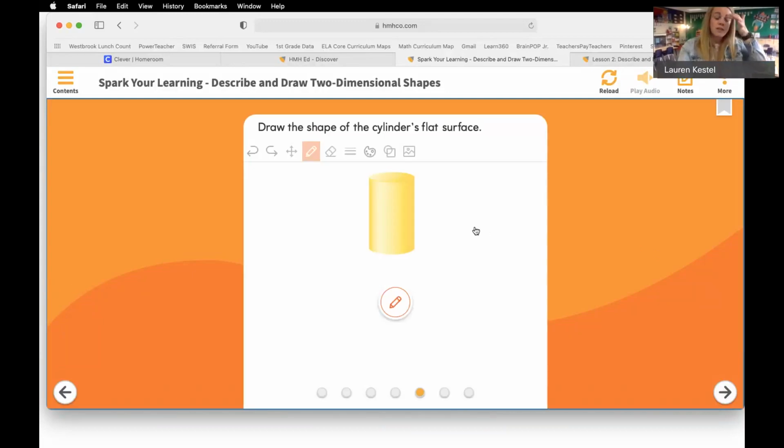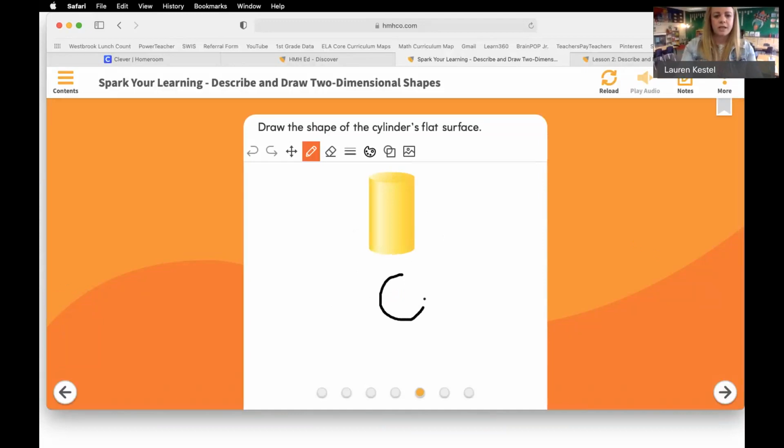Let's draw the shape of the cylinder's flat surface. So remember, a cylinder has a flat surface at the top and a flat surface at the bottom, and the rest of it is curved. So we know that the shape of the cylinder's flat surface is a circle, and a circle is completely round or curved. It has no vertices.